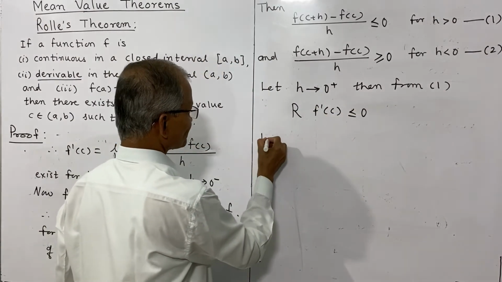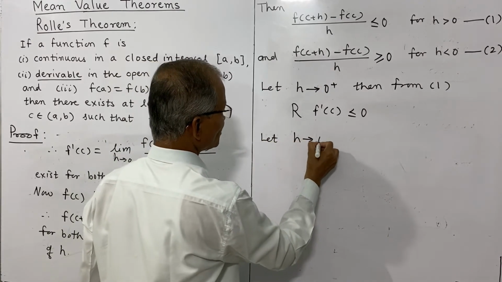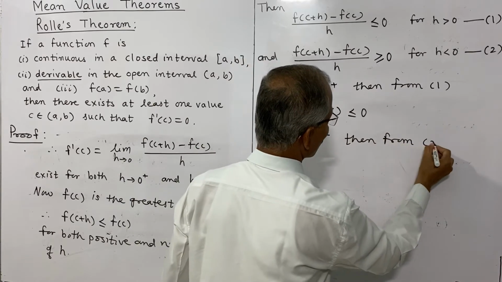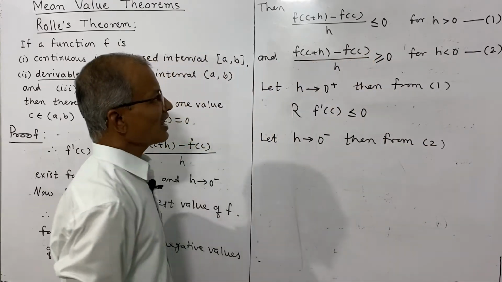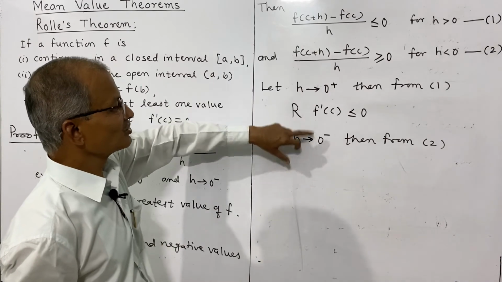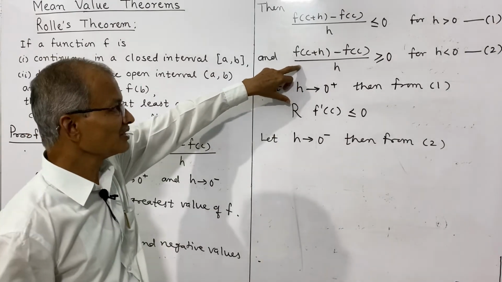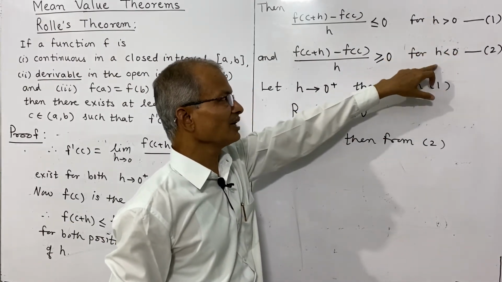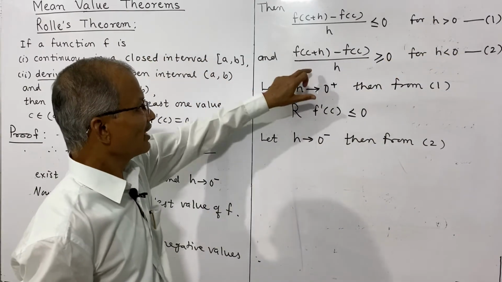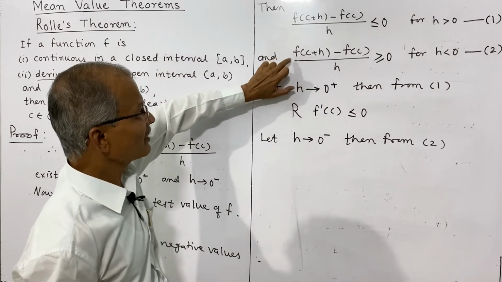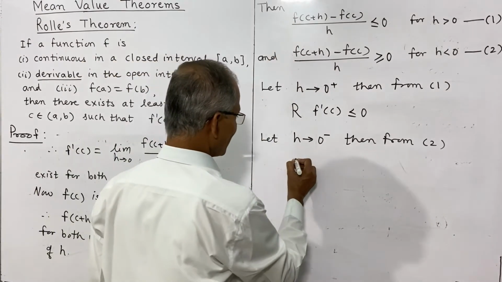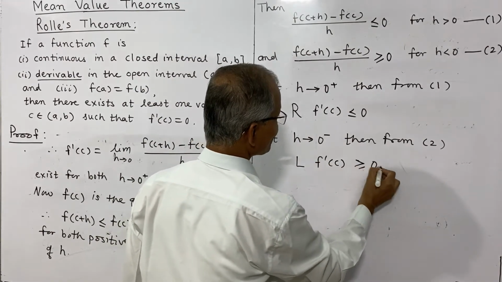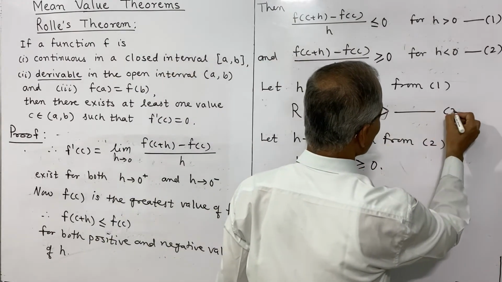And let h tend to 0 from left. Then from 2, the second relation. h tends to 0 from left means h is negative. h is positive means h is greater than 0, h is negative means h is less than 0. And if you take the limit for the second, it becomes the left hand derivative. Then L f dash of c is greater than or equal to 0. Now we shall suppose this as 3 and 4.